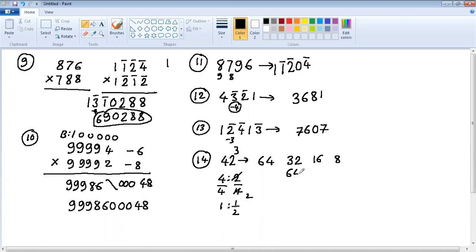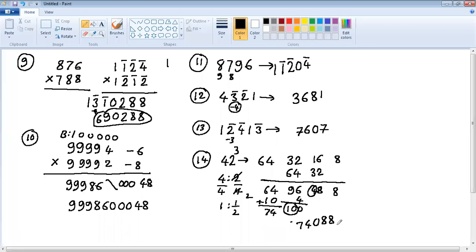Double middle, next step. And then add 8. This is 48. This is 96. And this is 64. Last digit is 8. Second last digit is 8. This 4 will add here. See this carefully. This becomes hundreds. 96 plus 4 is 100. Out of that, you are taking 0. And this full 10 will add here. That is 74. 64 plus 10. So 74088.